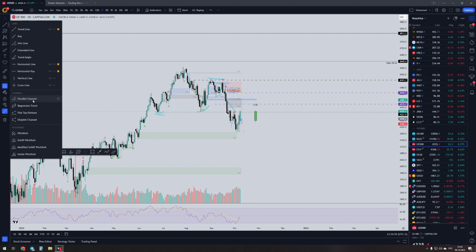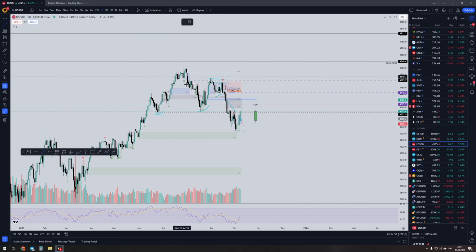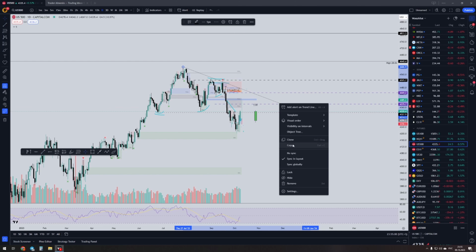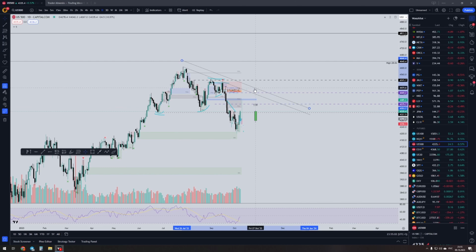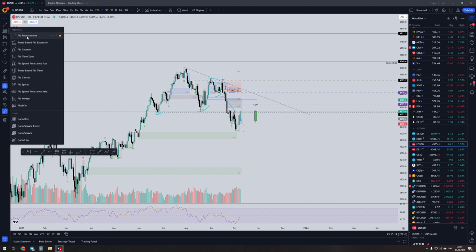You can use it, but what I usually do, I just draw a trend line, and then I right click and clone it. That's it. For example, like this, right? I just clone it. Then what I also use is Fibonacci retracement. I don't use any other tool because trust me, they're useless.